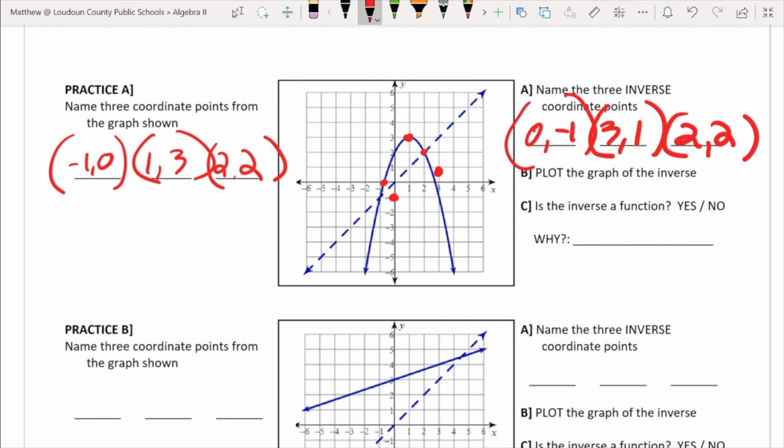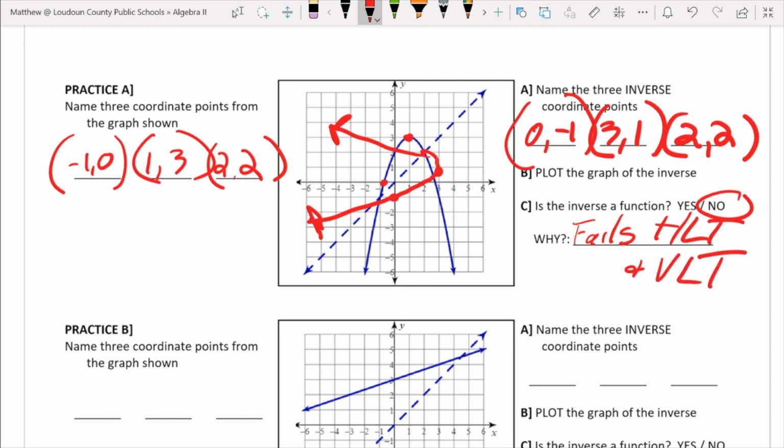0, negative 1. What did I do? 0, negative 1, 3, 1, and 2, 2. Interesting. Oh, it goes the other way. Oops. I was thinking it went the other way, so I'm like, that doesn't look right. It goes this way. Okay. So is it a function? Nope. It fails HLT and VLT consequently.